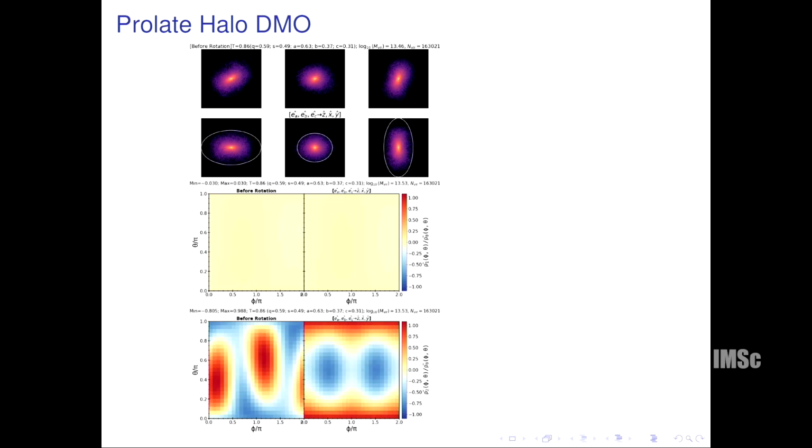And finally, the prolate halo, again very low in the dipole, so it's like a perfect ellipsoid. And then you have again the quadrupole term.